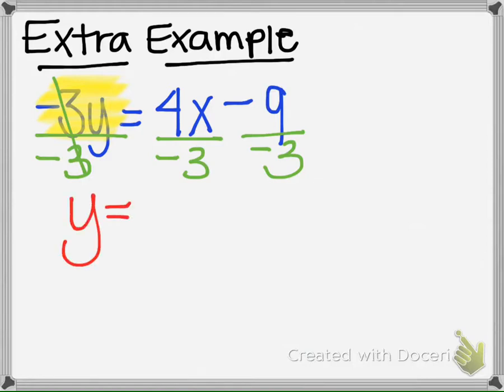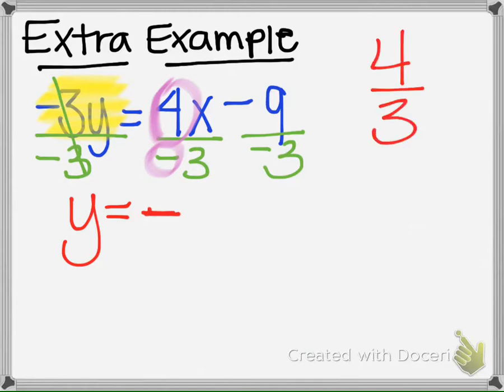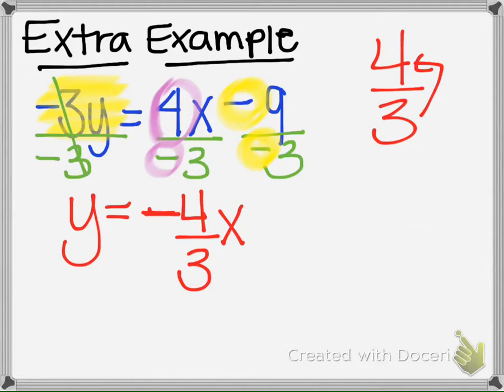Here we have a positive divided by a negative, and a positive divided by a negative is a negative, and 4/3, 3 can't go into 4. If you were to divide it with your calculator, it's a decimal, so we're just going to leave it as -4/3 x. And then here we have a -9 divided by a -3, and that's going to make a positive, and 3 goes into 9 3 times.